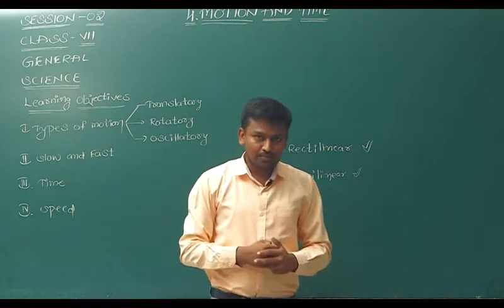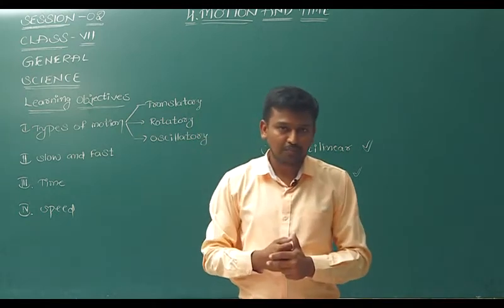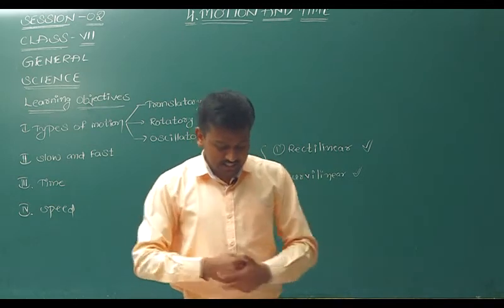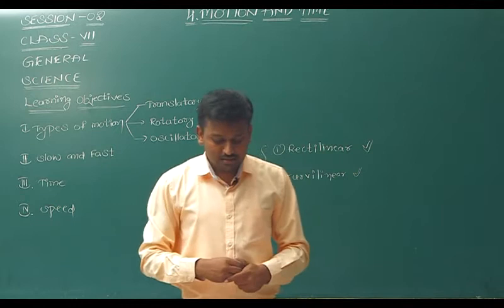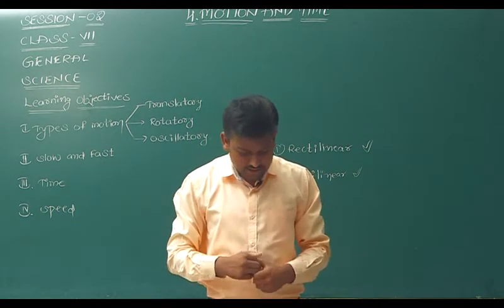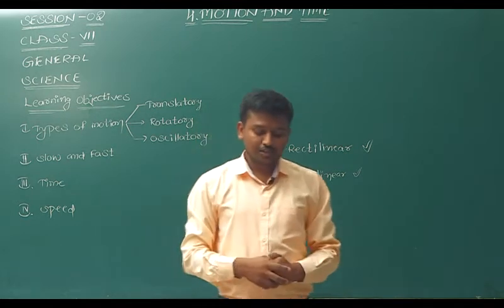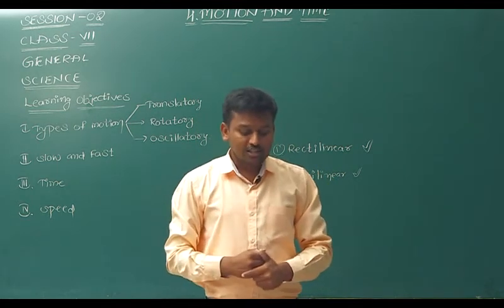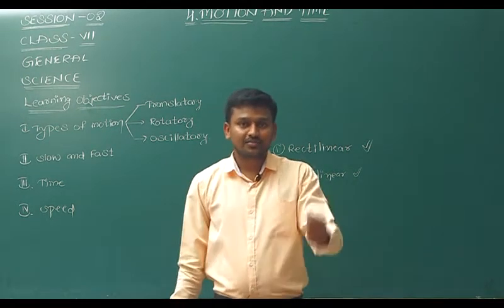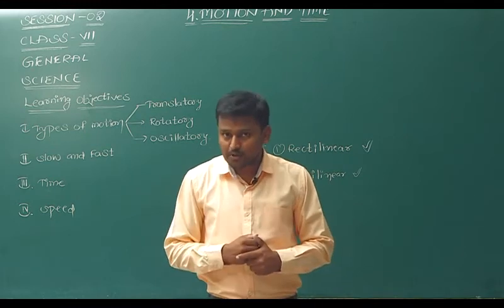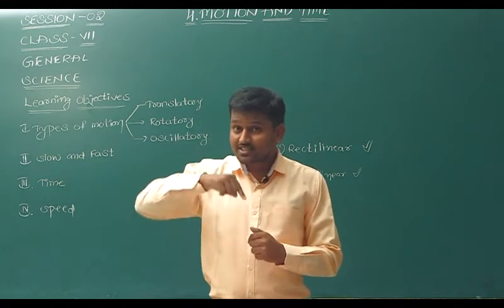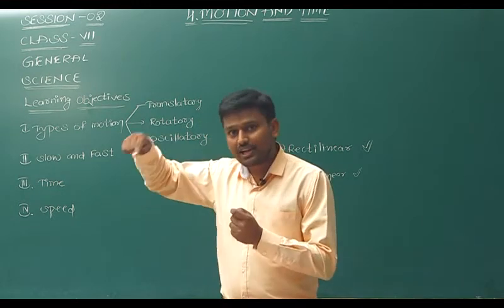In our textbook, some examples of motion are given. Let us classify them as rectilinear and curvilinear. Let us see, the page number is 32. The first one, soldiers marching in a parade. How do they march? They march straight. So, this is rectilinear motion. And second, a car taking a turn on the road. It is taking a turn, so it is curvilinear motion.